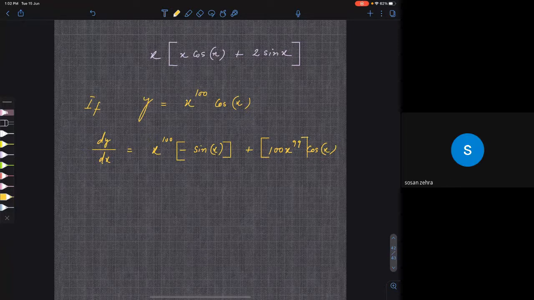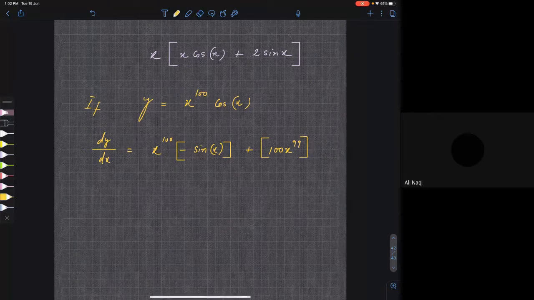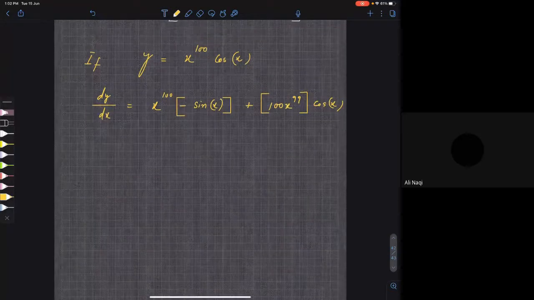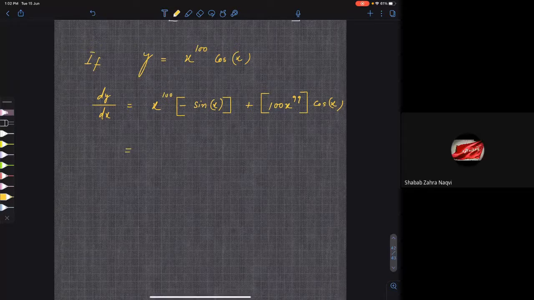So this is how the product rule works. I'll give you the proof in the next class. Will minus sin x remain like this, or would it become minus x raised to the power 100 sin x? Yeah, you can just write minus x to the power 100 into sin x. This is also the same way of representing that. It's the same thing.